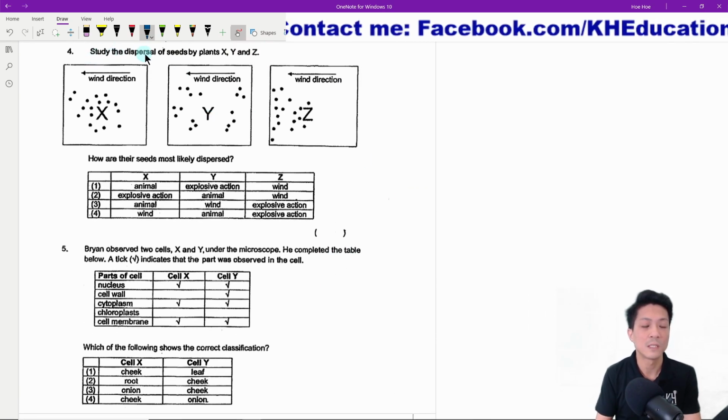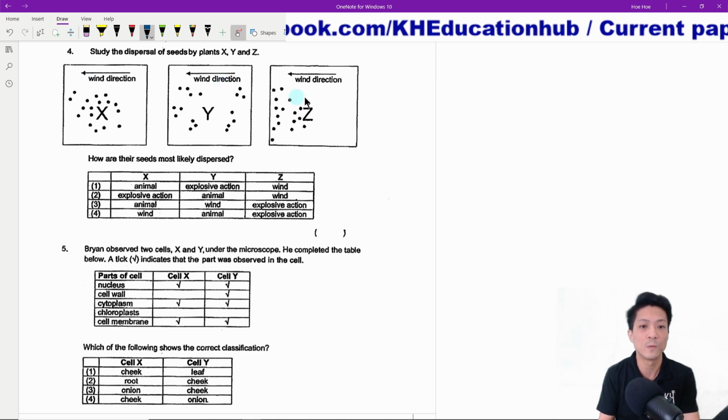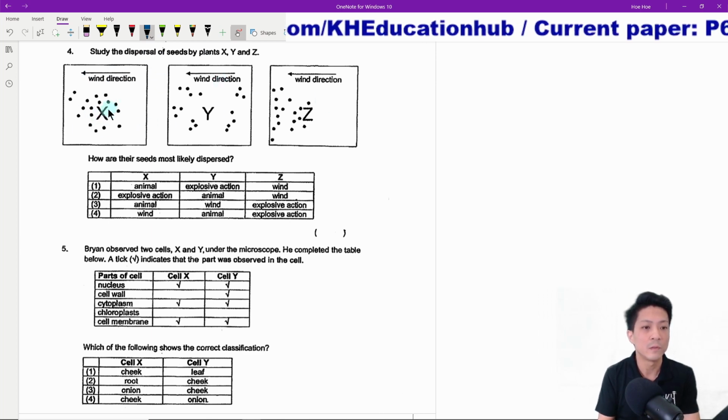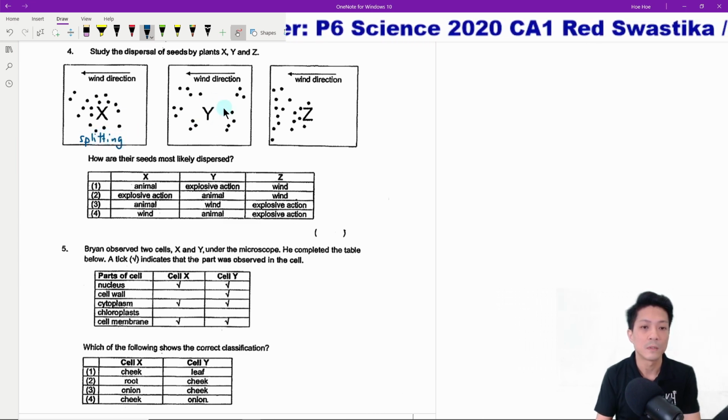Question number 4. Study the dispersal of seeds by plants X, Y, and Z. So we have the wind direction. Look at the pattern of seed dispersal for X. They are pretty close to the parent plant. So I would think this is by splitting. Okay, for Y, they are slightly further apart and they are in a random manner. So it should be by animals.